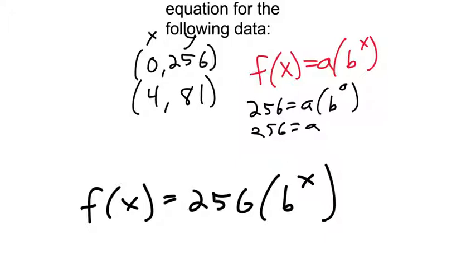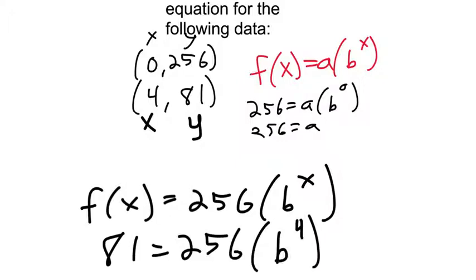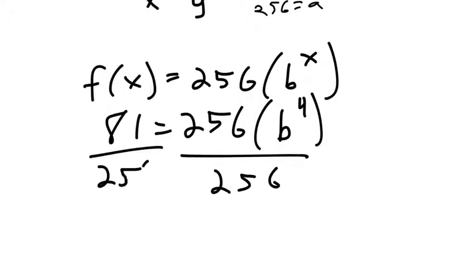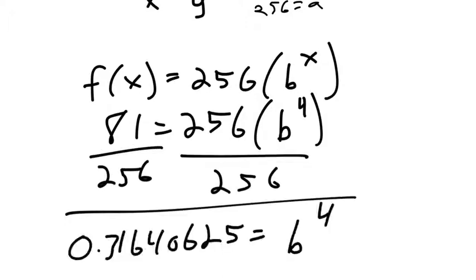So now that we know what one of the parameters is, we can find out the other one by plugging in our other point. 4 in for x, 81 in for y. That's what it looks like when you plug it in. First step is to get b by itself. You can get rid of this 256 because it's multiplying to b, so divide both sides by 256. So that's what we get on the left side as a decimal.